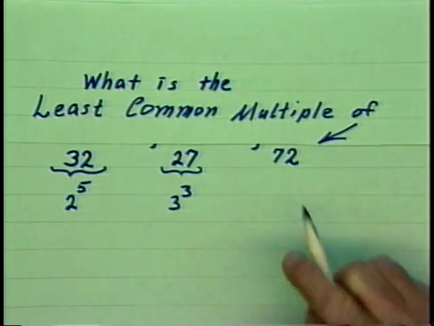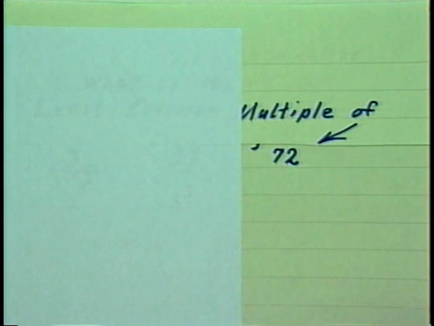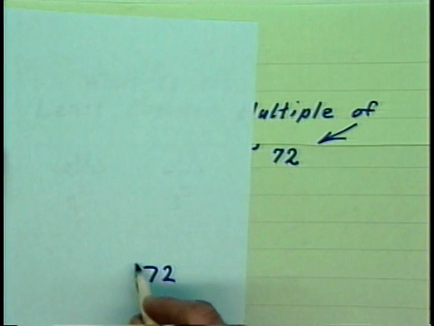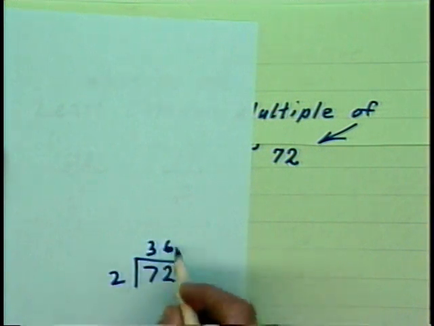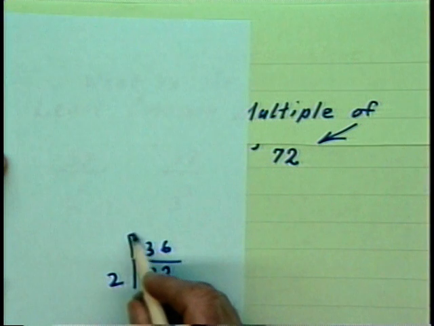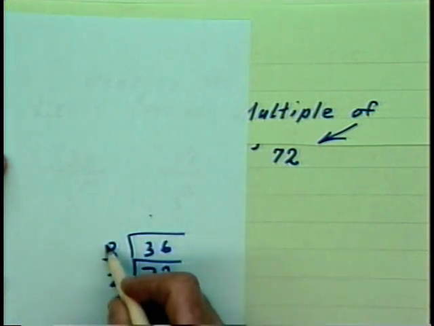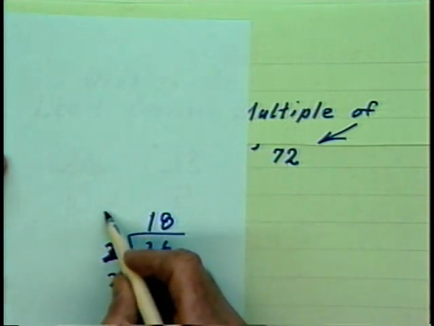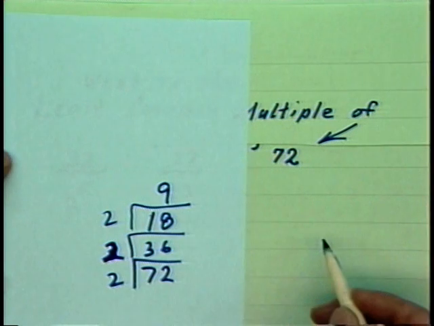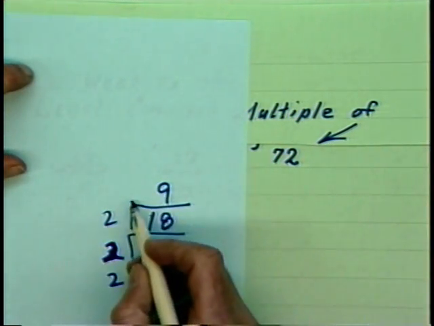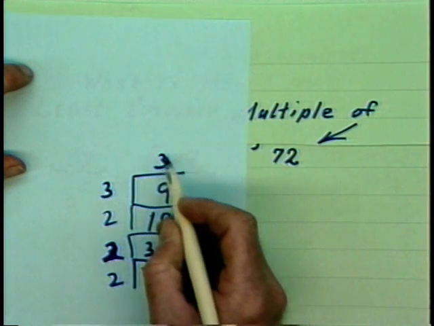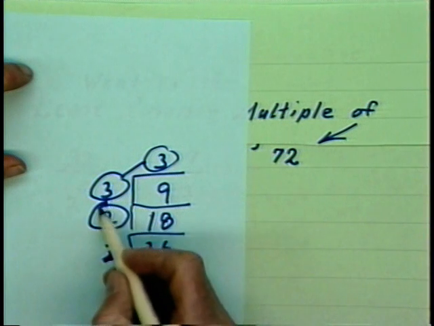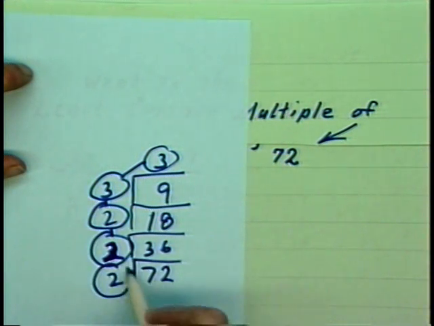Now, how about 72? Well, we can see, because it's even, that certainly the prime number 2 divides into it 36 times. 2 still goes into 36 18 times. 2 still goes into 18 9 times. Now 3 divides into 9 3 times. So I finally have a series of prime number divisors. So I have prime factored it.